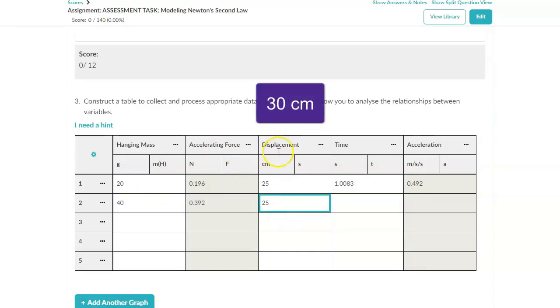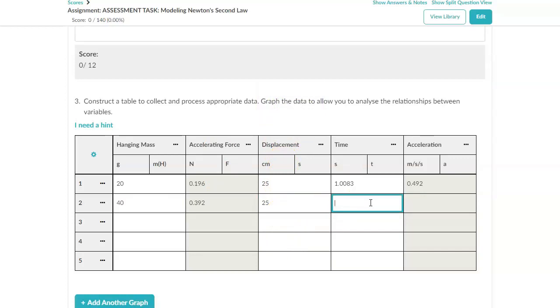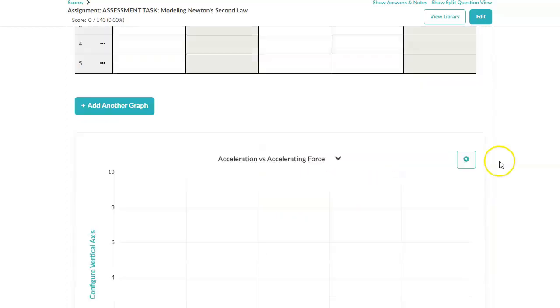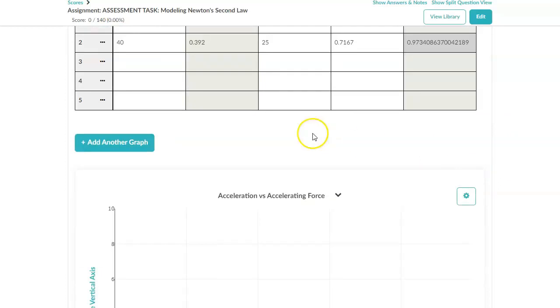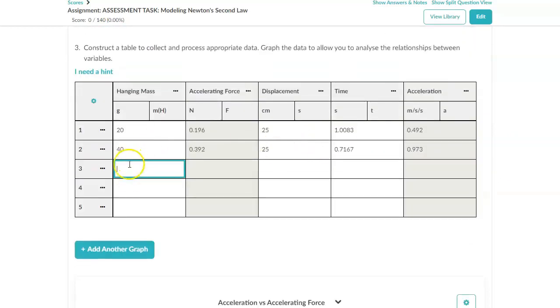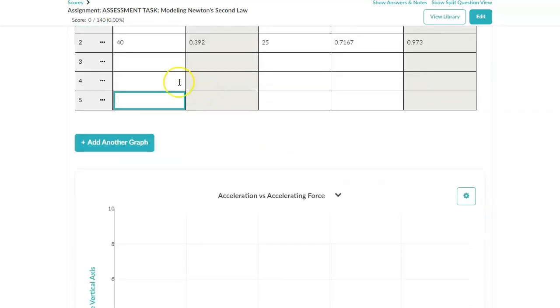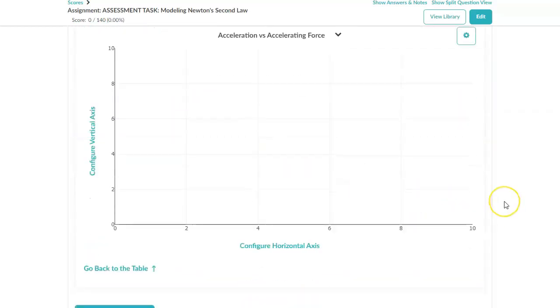I repeat, it's 25 centimeters. That'll be the same all the way through. Then it's a faster time, so it takes less time to cover the same distance. And then it'll calculate my acceleration. So I've got two bits of data here, so I can do my graph, but you will go on and do 20, 40, 60, 80, 100 grams for hanging mass and so on.